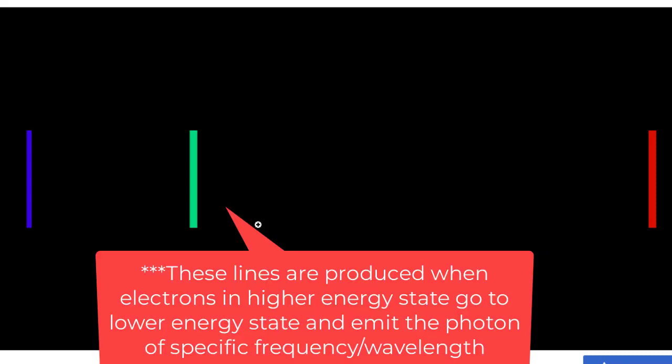In this specific example, it is called emission lines because this kind of spectral lines are produced when electrons in the atom absorb the energy and go to the higher energy state. So there are two types of spectral lines. One is emission lines and the other is absorption spectrum.